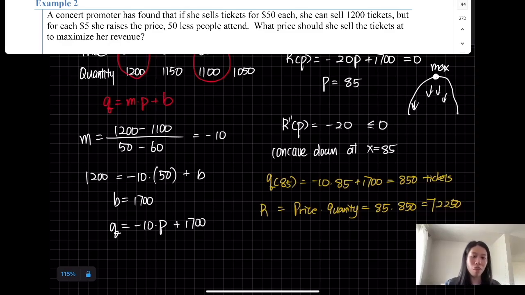That means the promoter will be able to maximize her revenue by charging $85 per ticket.